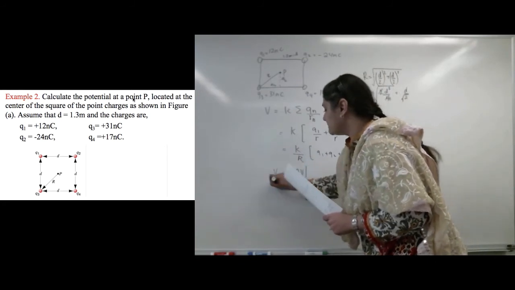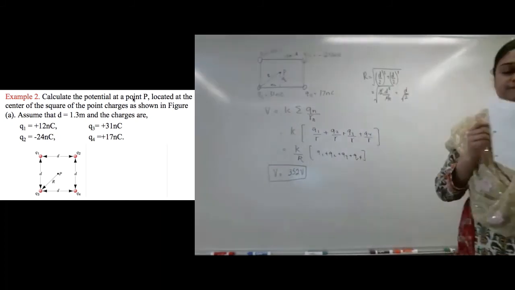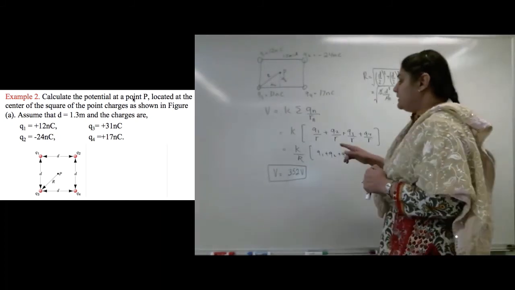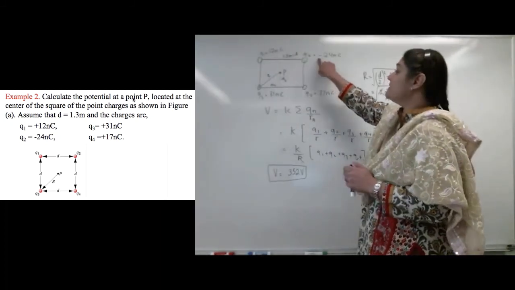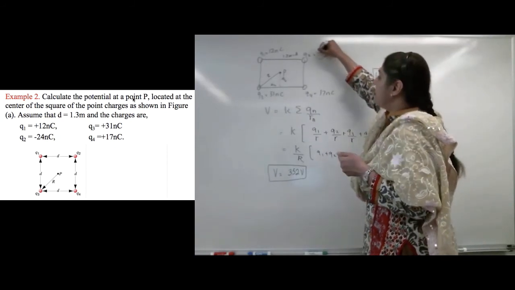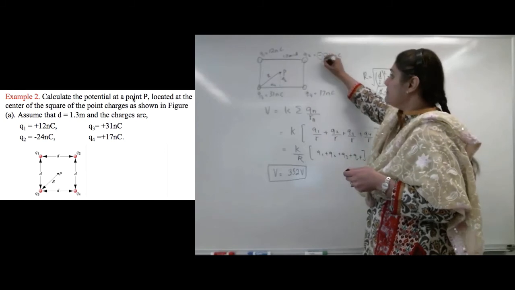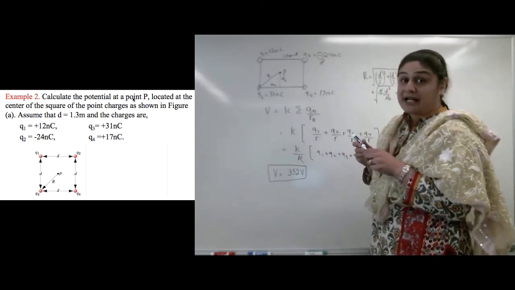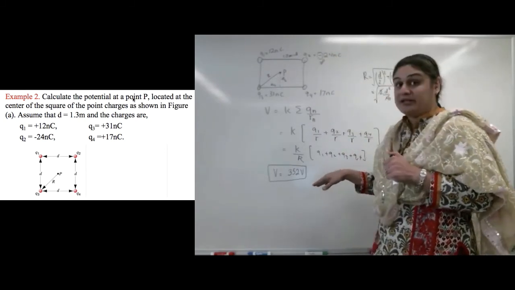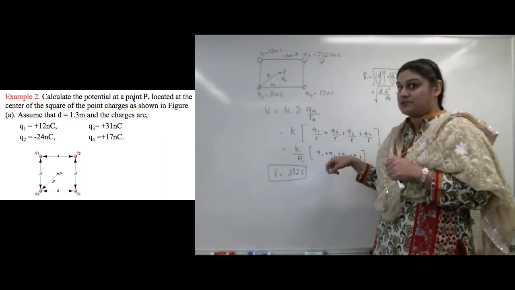That potential comes out to be 352 volts. Please note that you have to take into account that there are minus and plus signs here. So when you plug them in, make sure that you remember that the minus sign will actually go in here. You have to use that minus sign.